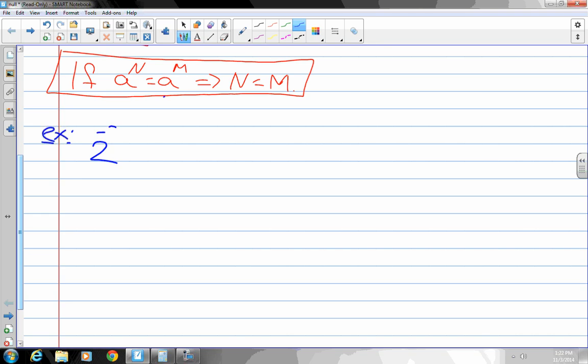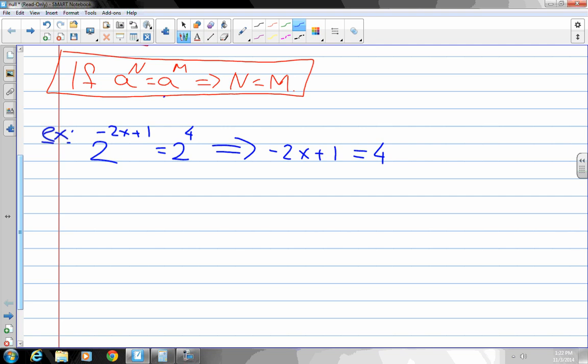So 2 to the power negative 2x plus 1 equals 2 to the power 4. The two bases are the same, right? So since the bases are the same, I can equate the exponents automatically. So that means in order for me to solve the equation on the left, all I have to do is solve this little equation. So I'm just setting the exponents equal to each other.